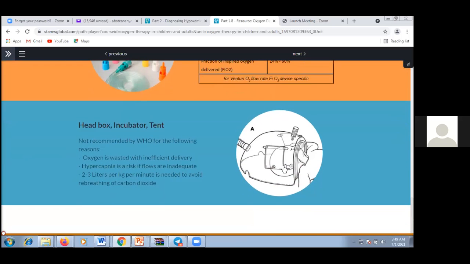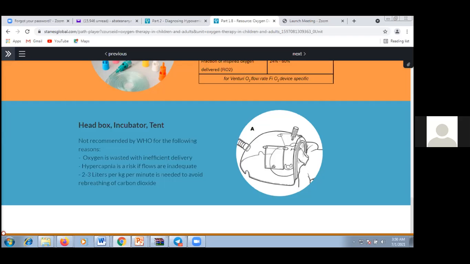Then the incubator tent or head box is used for neonates or infants, and currently it's not recommended by WHO because it wastes oxygen. For one thing, it can predispose the neonate to hypercapnia, and it needs high flow rates in order to avoid hypercapnia. So it can waste oxygen, but at times when you cannot increase oxygen saturation with whatever we said before, you may use a head box or incubator tent.